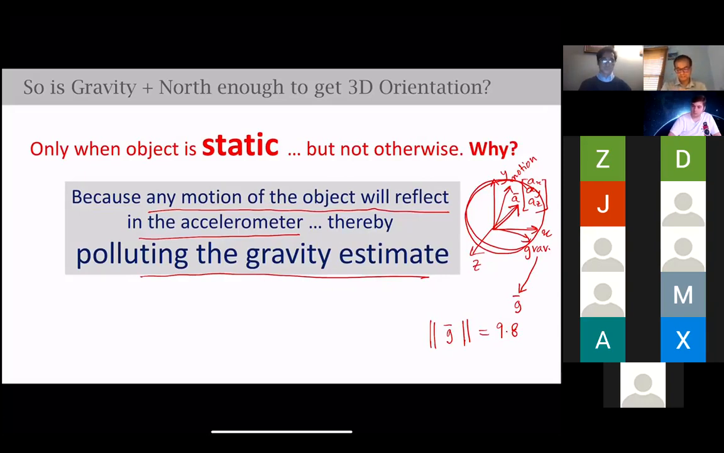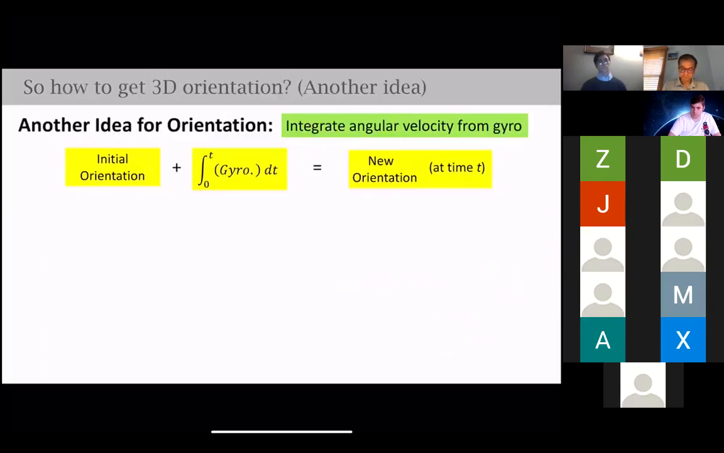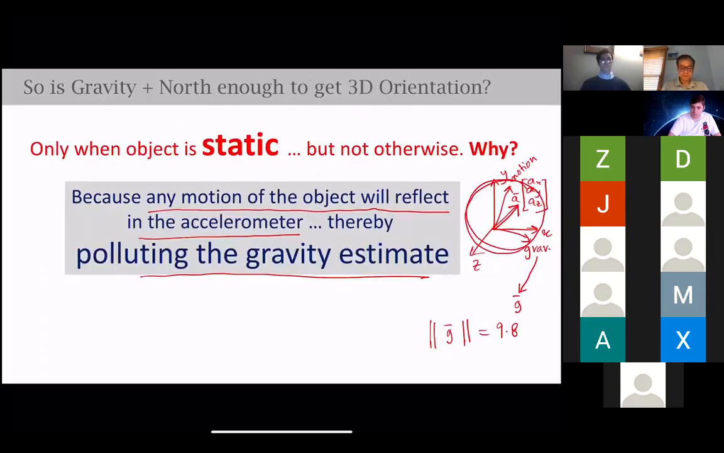Very nice. Okay. So when the object is in motion, estimating orientation, or estimating that 3D rotation matrix, is very hard. So what people have done is they have waited for the object to become static.